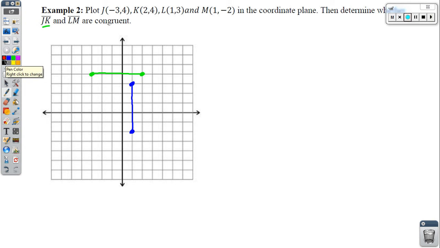Well, nice enough. These are lying straight on the vertical and horizontal, so we can just count. 1, 2, 3, 4, 5. That has a length of 5. 1, 2, 3, 4, 5. That also has a length of 5. These have the same length, so that means that they are indeed congruent.